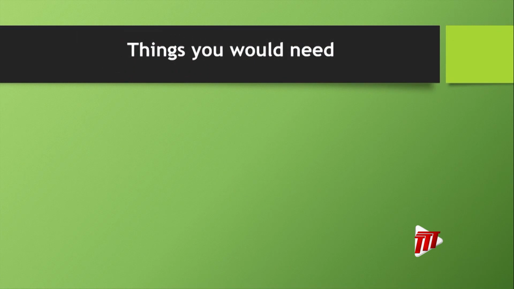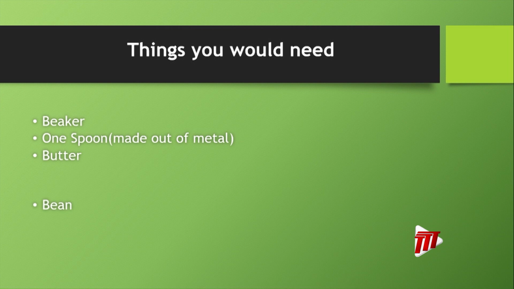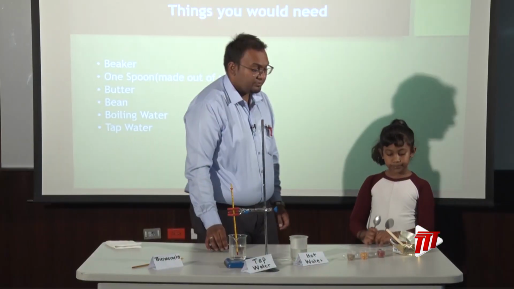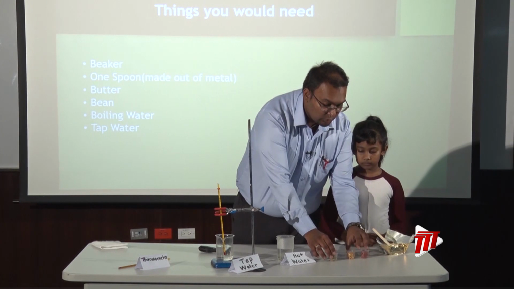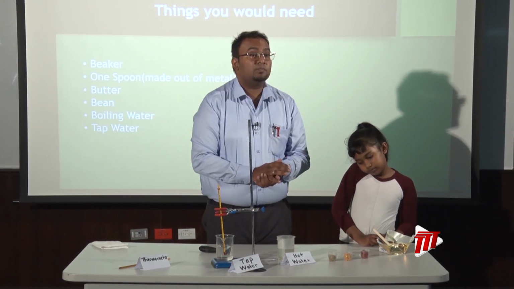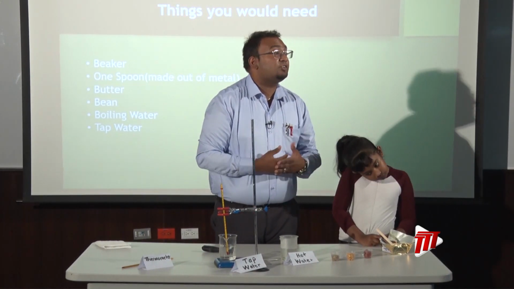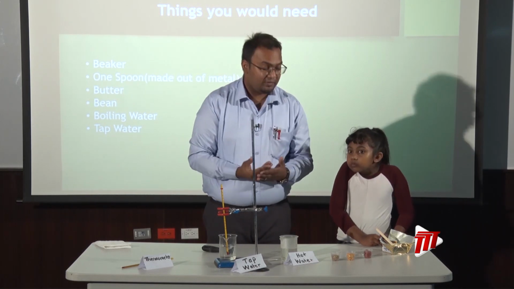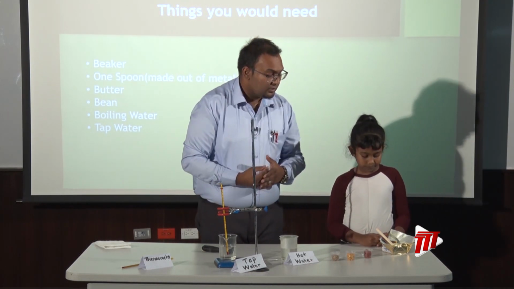So what we would need for the activity: a beaker, a metal spoon, butter, a bean, boiling water, tap water. So today we have 3 different beans, but this could be done using whatever you have. It's just to show the effect and how it happens.